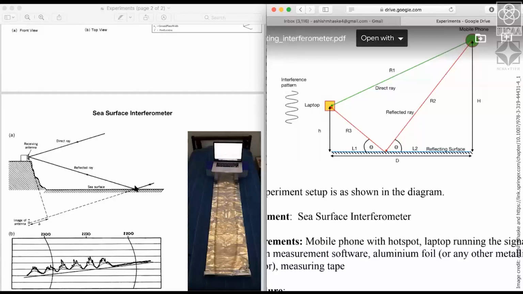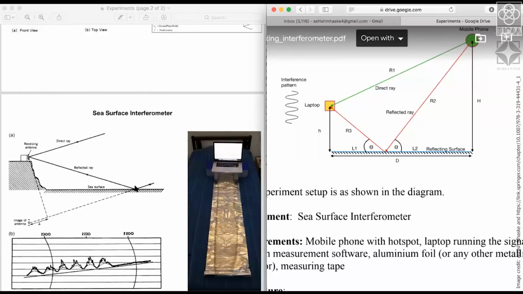Here, if water is placed on the ground instead of aluminum foil, will it work or not? Yeah, you can do that. Except just be careful about what frequency you are operating at and how much absorption water has. It may not be a good reflector at all those frequencies. So just be careful about that.